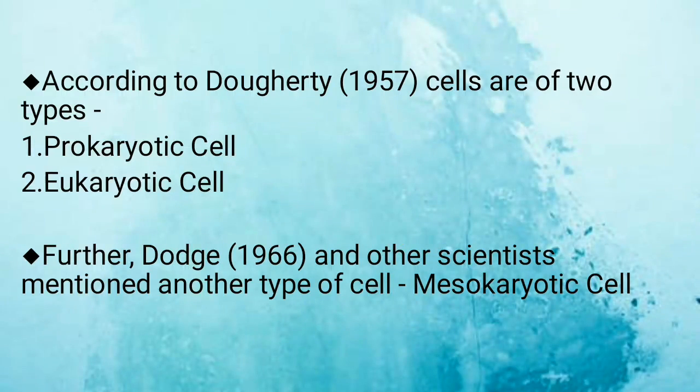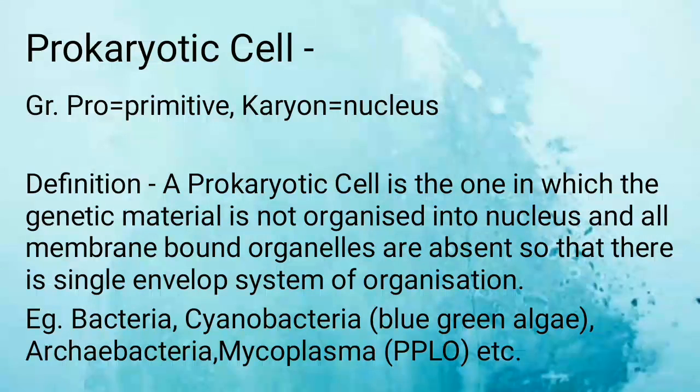On the basis of organization of genetic material and other subcellular structures, Dougherty divided the cells into two groups. Number one is prokaryotic cell and number two is eukaryotic cell. Further, Dodge and other scientists mentioned another type of cell which is called mesokaryotic cell. Today we will discuss the prokaryotic cell.